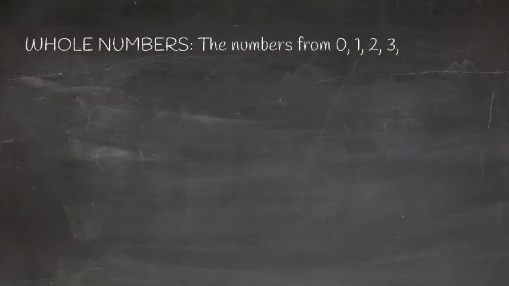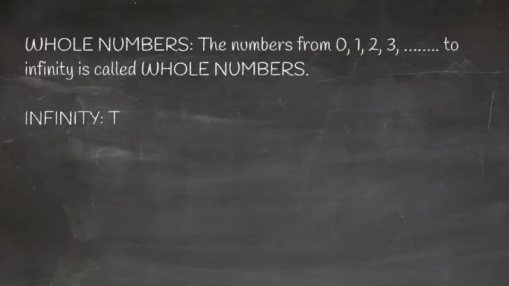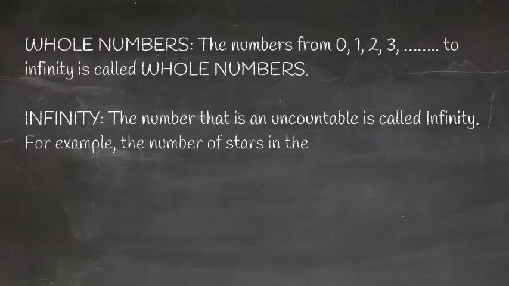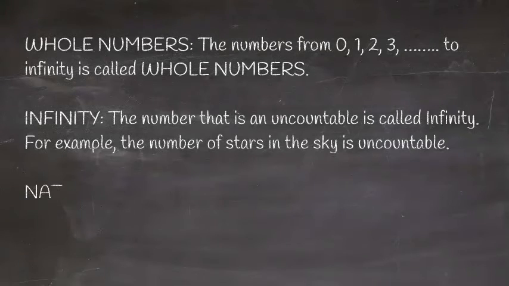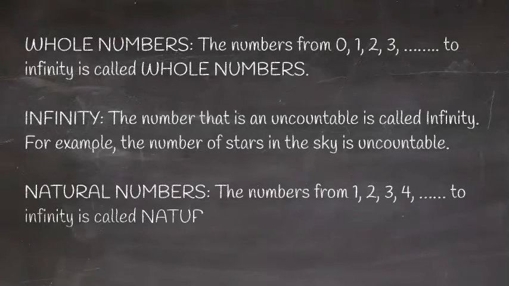Whole numbers. The numbers from 0, 1, 2, 3 to infinity are called whole numbers. Infinity. The numbers that are uncountable are called infinity. For example, the number of stars in the sky is uncountable. Natural numbers. The numbers from 1, 2, 3, 4 to infinity are called natural numbers.